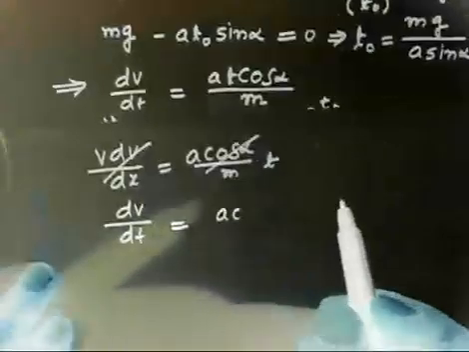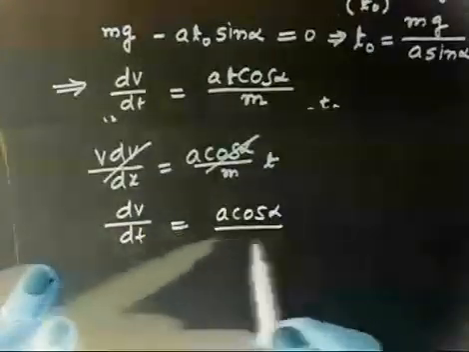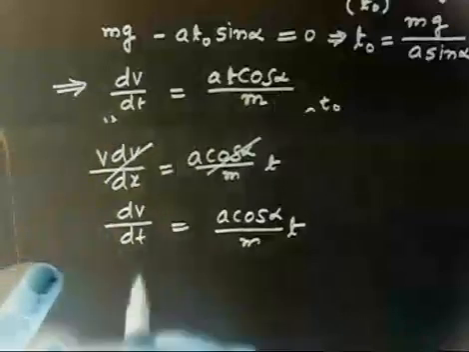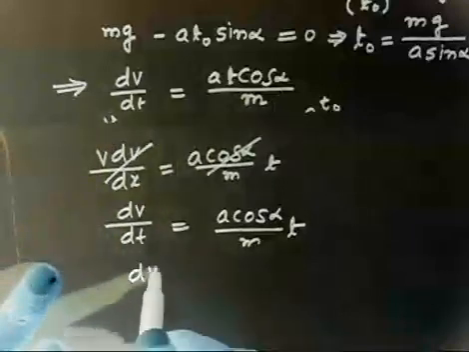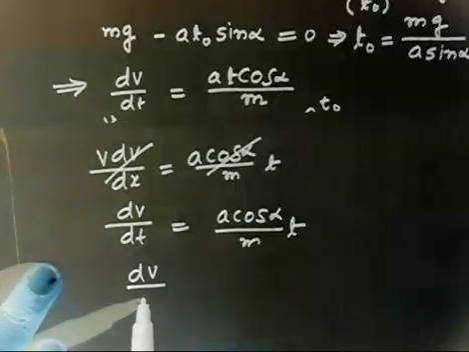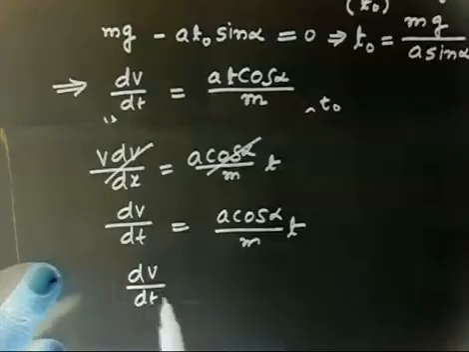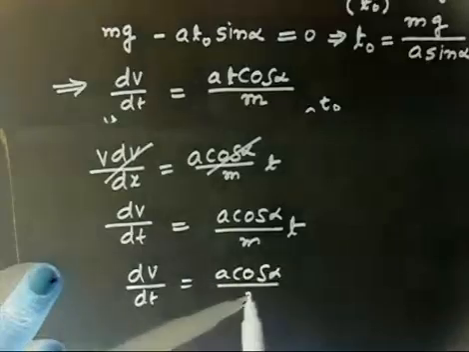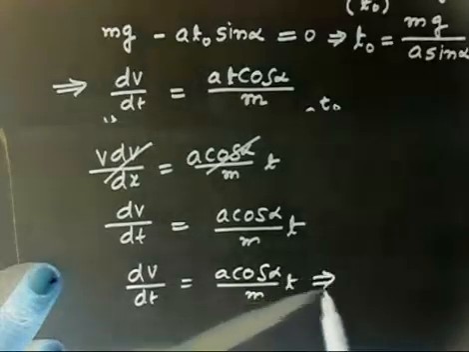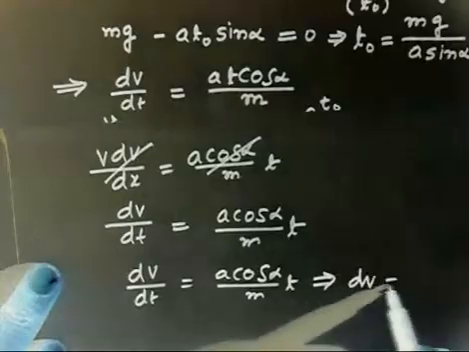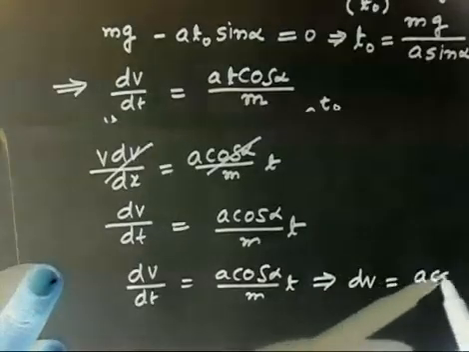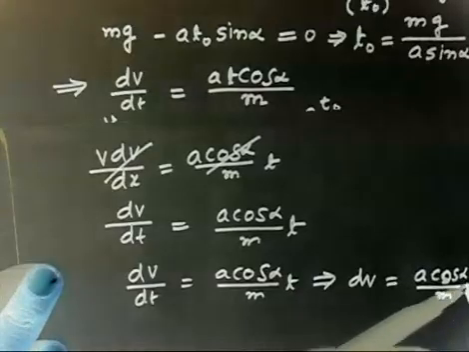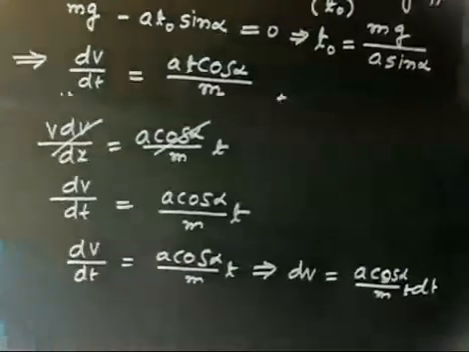Are you getting or not? So this is a cos alpha by m into t. So this is dv by dt. Now if I integrate this dv by dt, let us take dt that side, so a cos alpha by m into t. If I take this dt that side, so this becomes dv is equals to a cos alpha by m into t dt. Are you getting? So this is t dt.